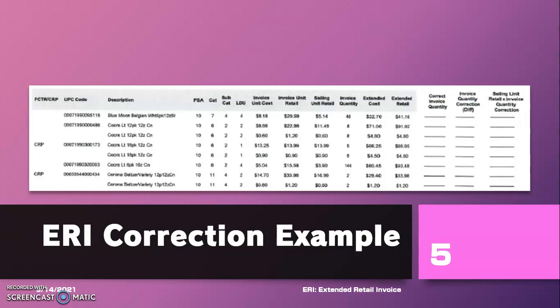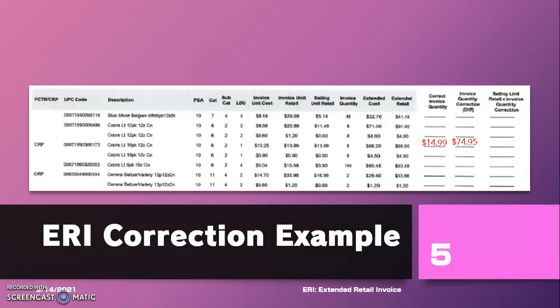And doing an example on this, we're going to look at the Coors 18-pack line. So, let's say, I know most of our stores have the 18-pack CRP'd to $13.99, although I believe that was changed at the discretion of the Rams recently. The first step would be to write in the correct retail. So, our correct retail is $14.99. We would then multiply that by the amount delivered. So this invoice says we got 5, so we would multiply the $14.99 by 5 to get $74.95.